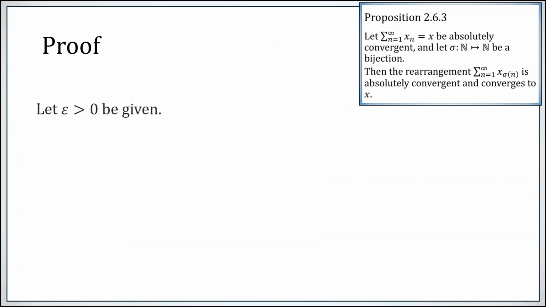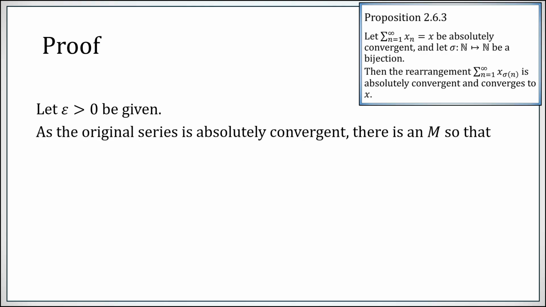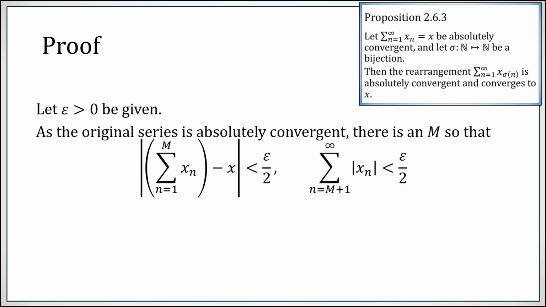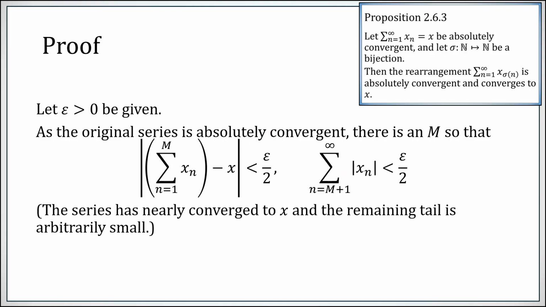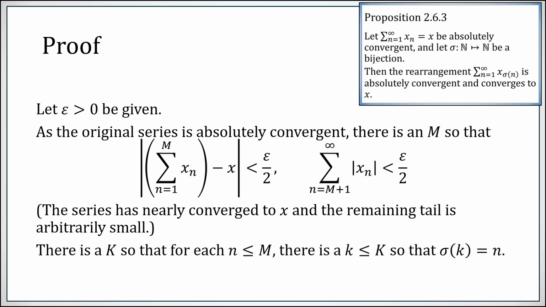We can actually prove this. Let epsilon be positive. The original series is absolutely convergent, so there is a cutoff point past which this partial sum is within epsilon over 2 of the eventual limit, and the tail of absolute values is also less than epsilon over 2. These partial sums must be converging to x, and the tails must be converging to 0, so I can get both of these to be less than epsilon over 2. Okay, so there is a capital K, so that for all little n's up to capital M, there's a k less than or equal to capital K, so that sigma of k equals n.